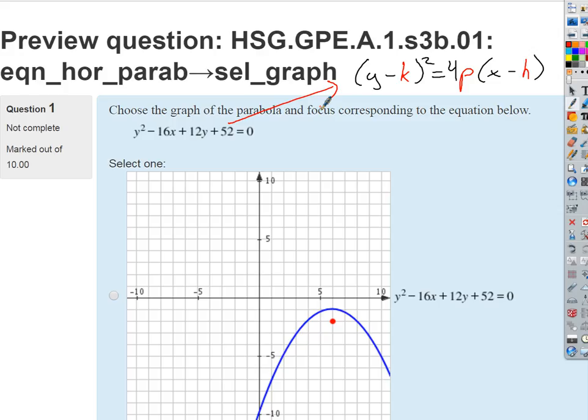So we can put it in this way. Now you've got the y's being squared, right? I want the y terms on the left side, see what I'm saying? And the x's go to the other side.